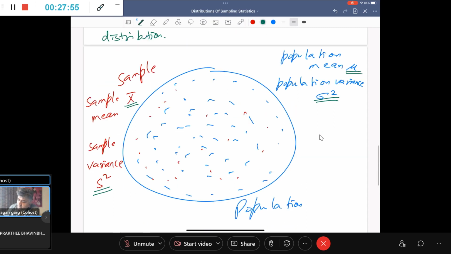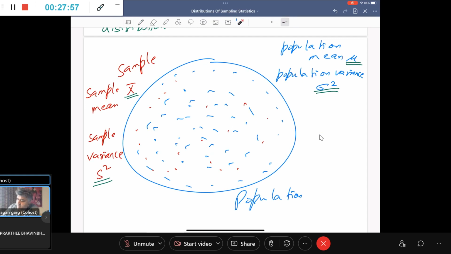So this is to be contrasted with mu and sigma square. Mu is not a random variable. When you have a population and a population mean, then mu is not a random variable. The population variance sigma square is not a random variable either. These are numbers. These are not random variables.